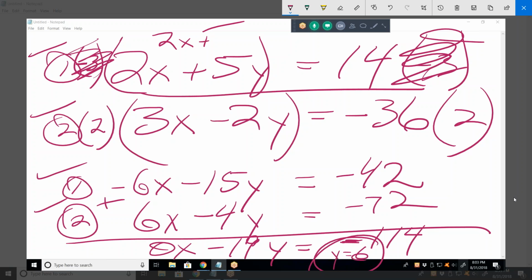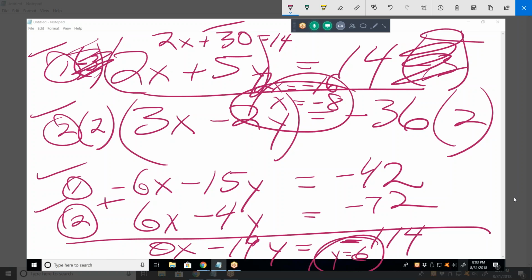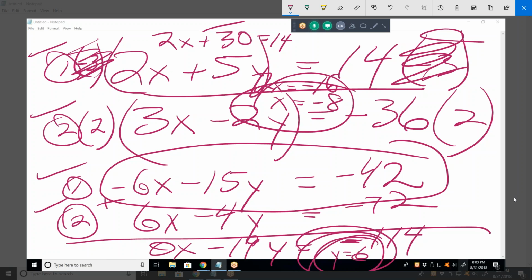2x plus 5 times 6 is 30 equals 14. X equals negative 16. Or 2x equals negative 16. X equals negative 8. So you got x equals negative 8, y equals 6. So always use the equation that has the smallest numbers. In other words, you wouldn't want to use this one down here. My God, that's got a minus 42 in it, a minus 15, a minus 6. Whereas these numbers are all pretty small, 2, 5, and 14.